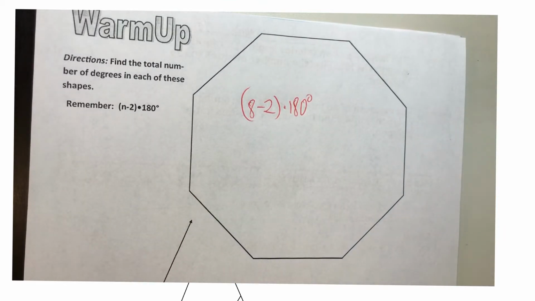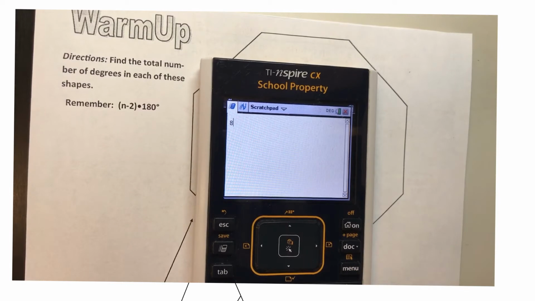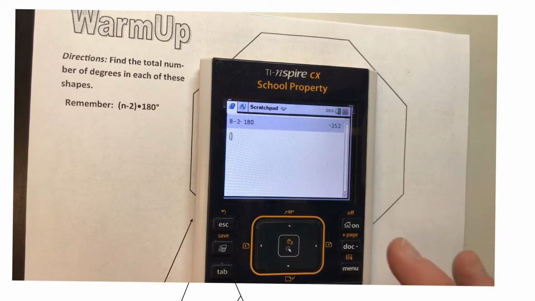Now, let me remind you something on here. Make sure that you put that 8 minus 2 in parentheses, because if you don't, you get negative 352, which makes no sense. 8 minus 2 times 180 gives you 1,080.